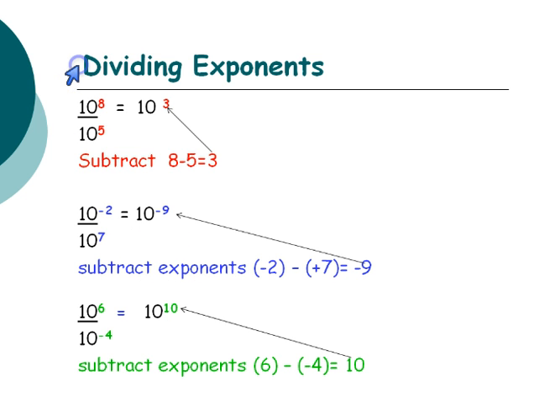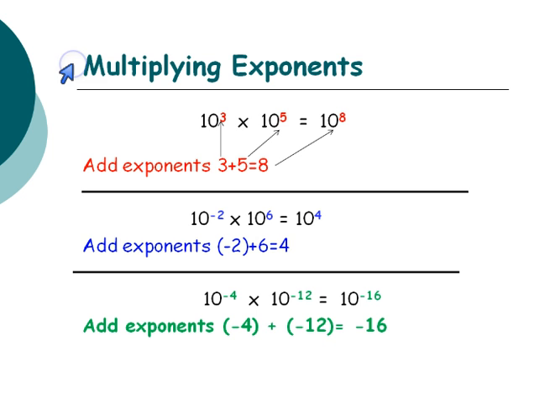So when you divide exponents, you subtract. When you divide 10 to a power, you subtract the exponents. When you multiply 10 to a power, you add the exponents. So you should review this.